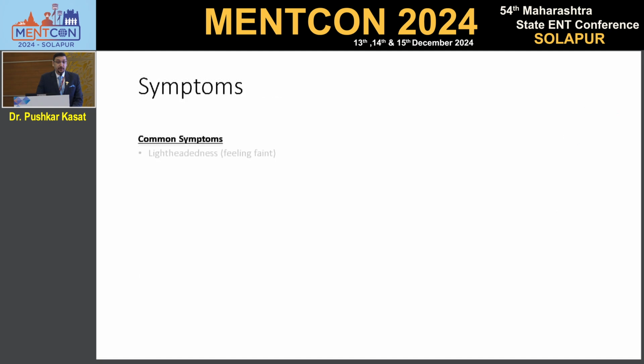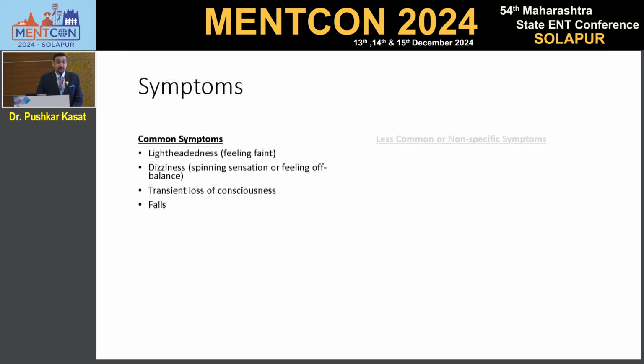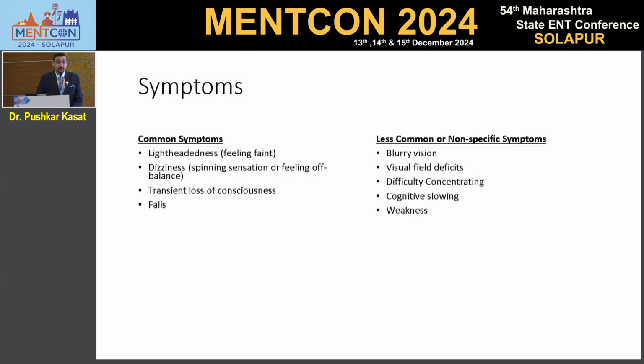The common symptoms which are present include lightheadedness or feeling fainting sensation, dizziness, spinning sensation or feeling off balance. Usually this spinning sensation is internal rotation. Patient won't feel that surroundings are rotating. There is a transient loss of consciousness or falls. Less common or non-specific symptoms include blurry vision, visual field deficits, difficulty in concentrating, cognitive slowing, weakness, fatigue, shortness of breath, chest pain, backache, lower extremity pain.